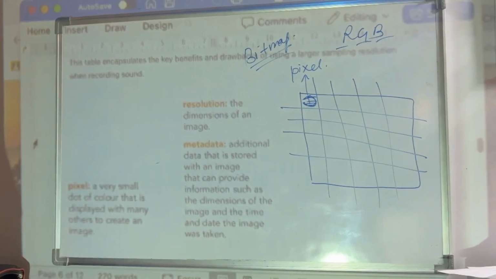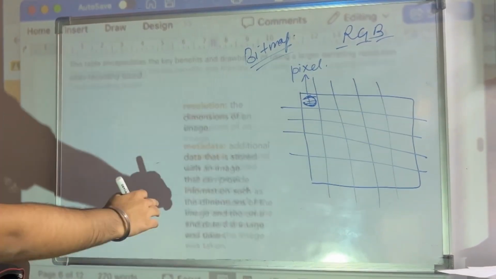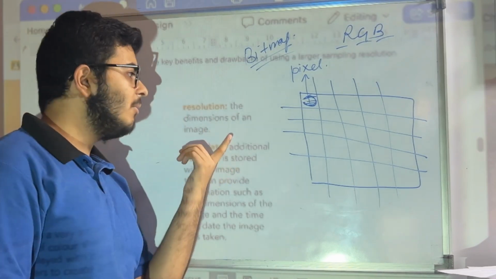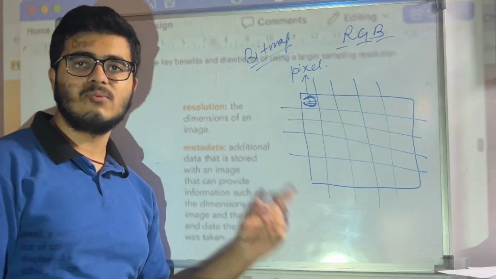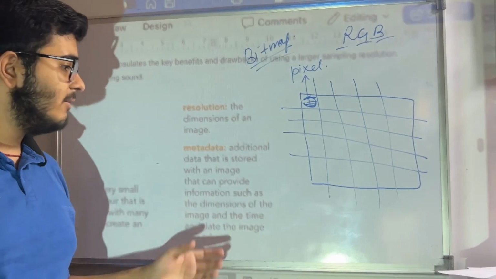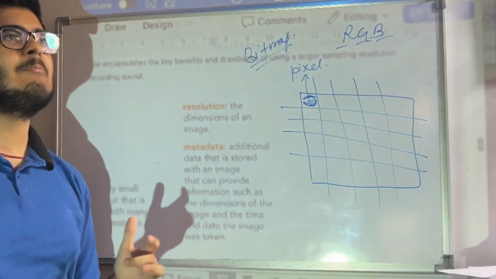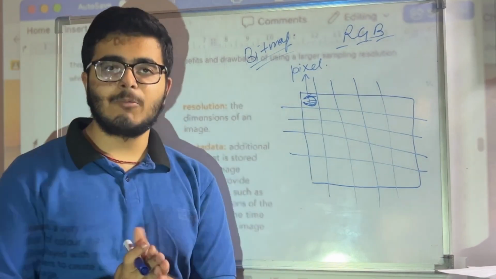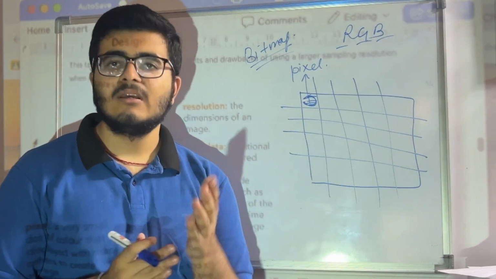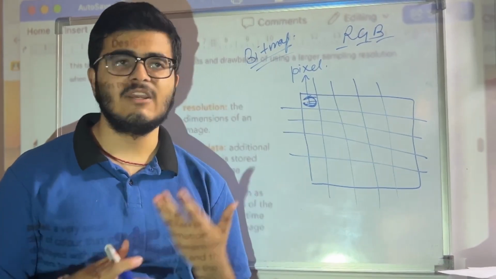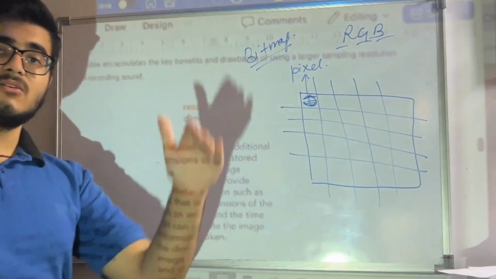The metadata of an image is the image resolution and color depth. So what is resolution? Resolution is the dimensions of an image. If I ask what is the resolution of this whiteboard, you might say 10 by 10 inches, whatever. Your laptop screen is 1024 by 1080 resolution. We call it 1080p. We have 4K too. This is the resolution of screen size.